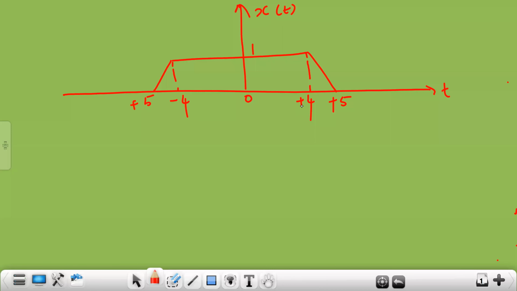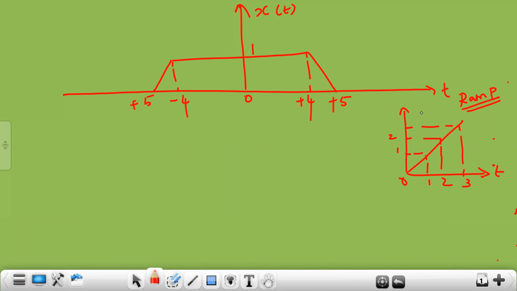Before proceeding with that, I will let you know some basic concepts about the ramp. Don't write anything. This is known as a ramp signal. At 0, you are having 0. At 1, you are having 1. At time t equal to 2, you are having 2. At time t equal to 3, you are having 3. Like this, it will be going. This is known as a ramp signal.